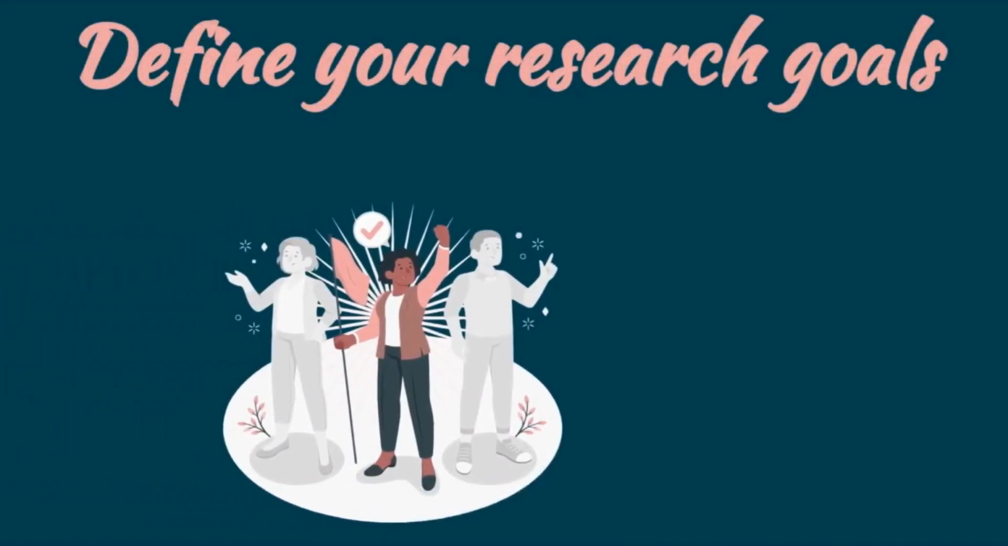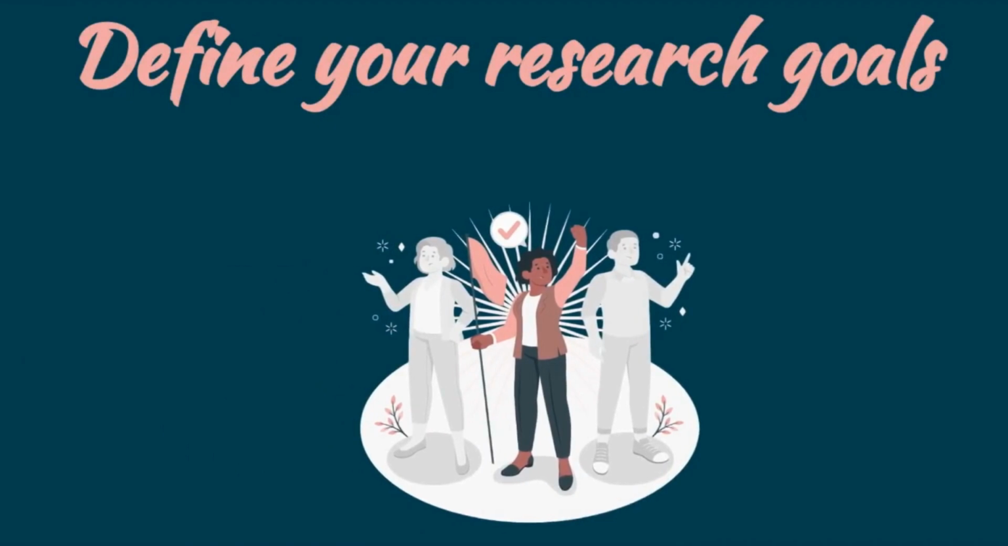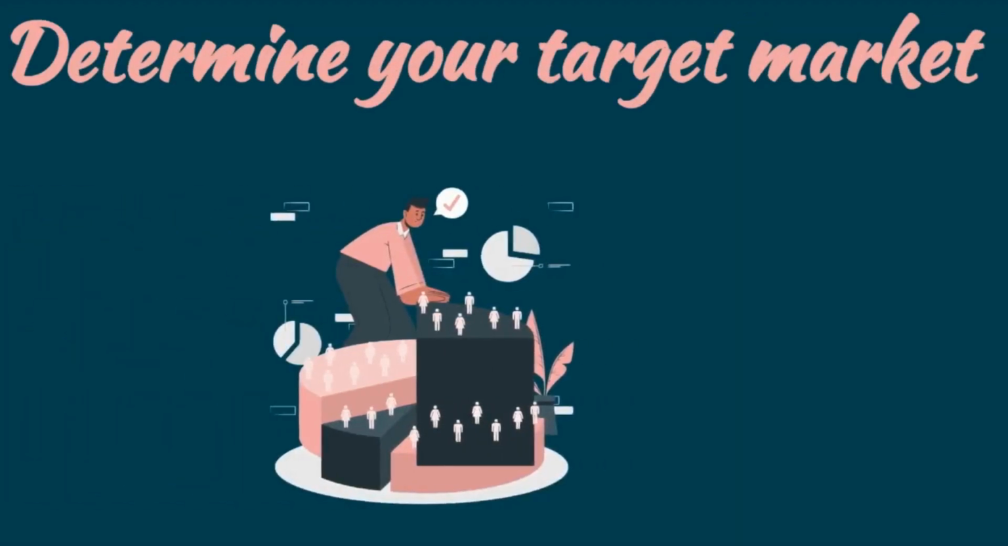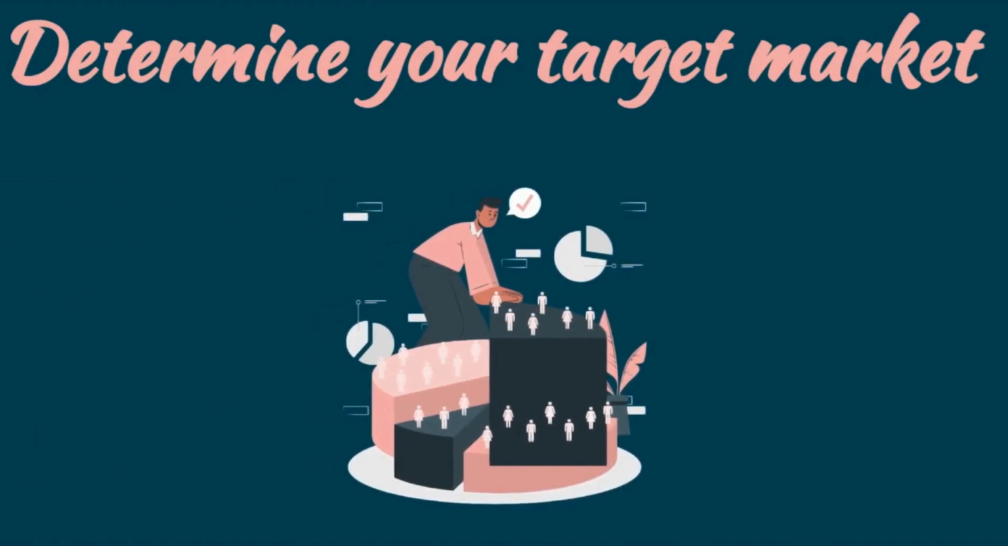Number 1. Define your research goals. Outline your research objectives and what you hope to accomplish. Identify the specific information you need, such as customer preferences, market size, competitive analysis, or pricing insights. Number 2. Determine your target market. Identify your potential customers and their pain points and behavioral characteristics. Prioritize your market segments according to their needs and impact on your product's success.